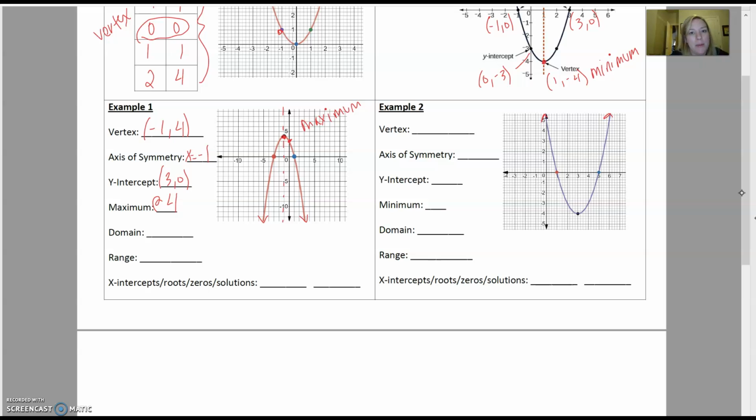Okay, now when we talked about domain and range, if you remember, the parabola goes on forever, and even though it's skinny like this, as it goes, it's going to expand, and every x is going to be covered. There's no exclusions to the domain.